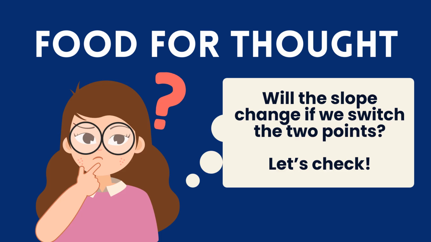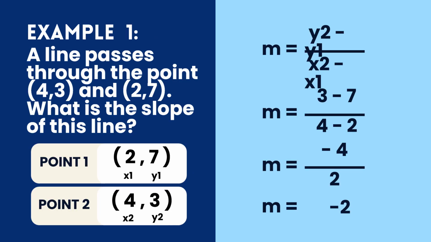Will the slope of the same line change if we switch the 2 points? Let's check. Now remember, these are different points but on the same line. So let's see. We have point 1 as (2, 7), and point 2 as (4, 3). Okay, well, we just switched them, right? So let's plug them into the formula. y2 minus y1, so we have 3 minus 7. Then x2 minus x1, we have 4 minus 2. We are left with negative 4 divided by 2, which still equals negative 2. So the slope did not change.